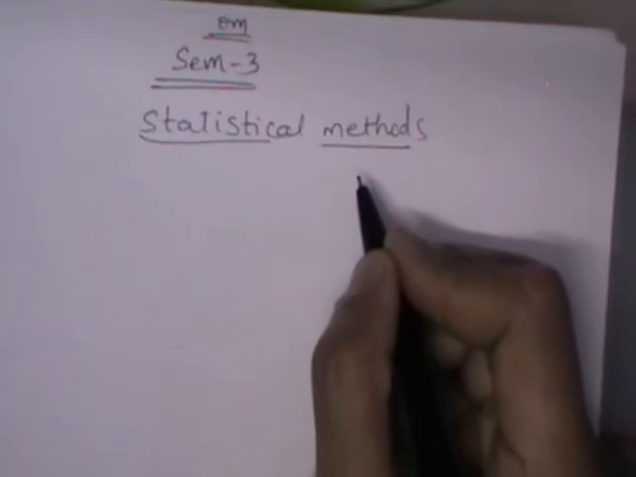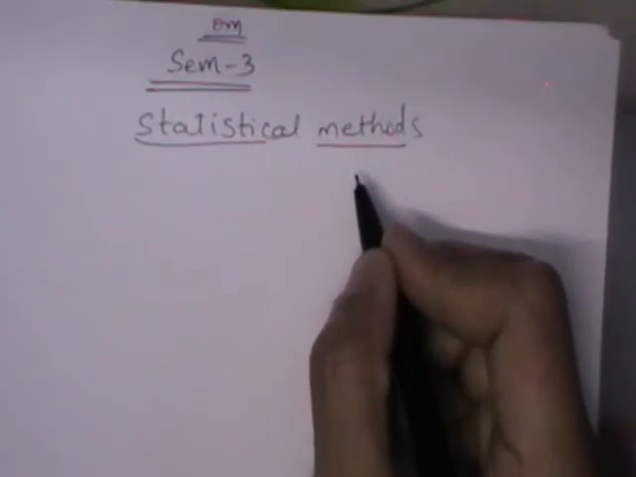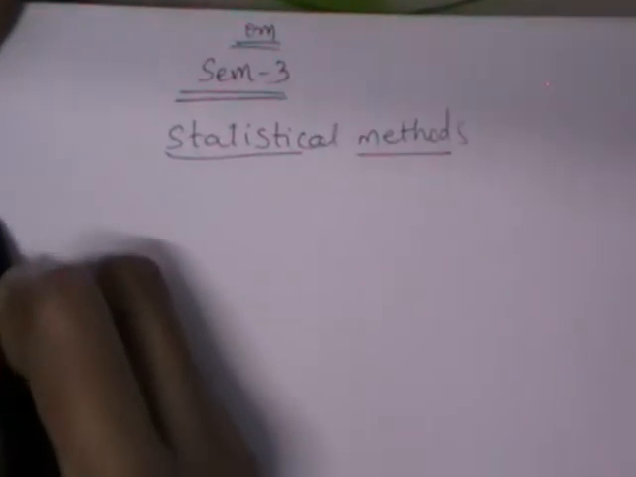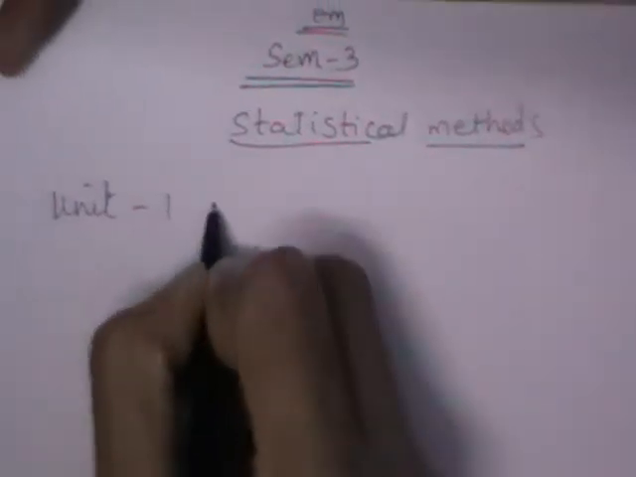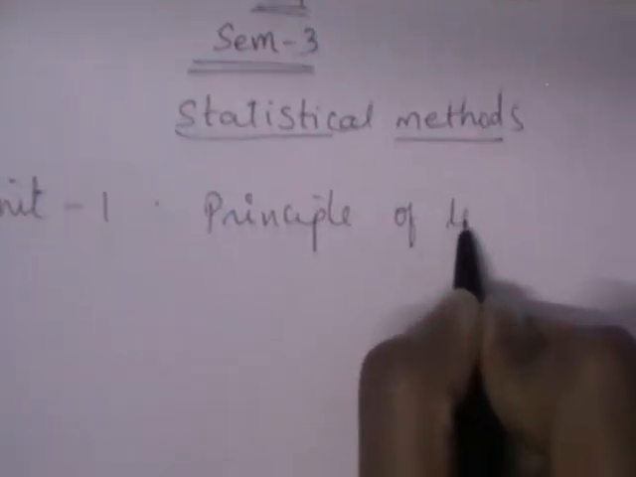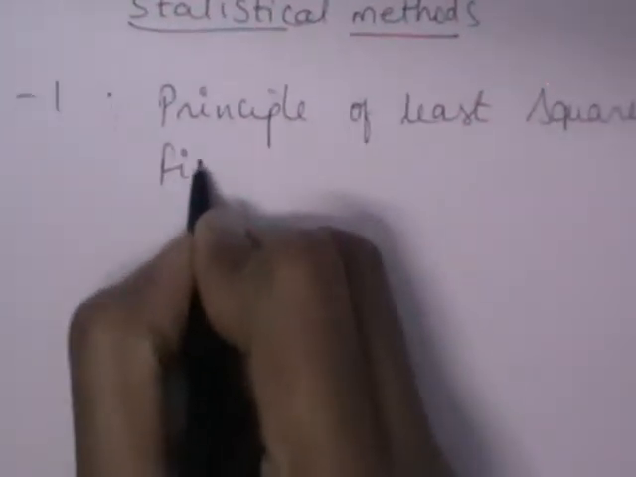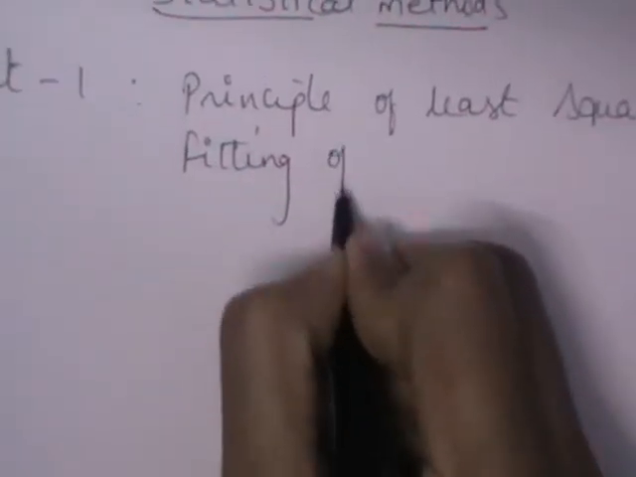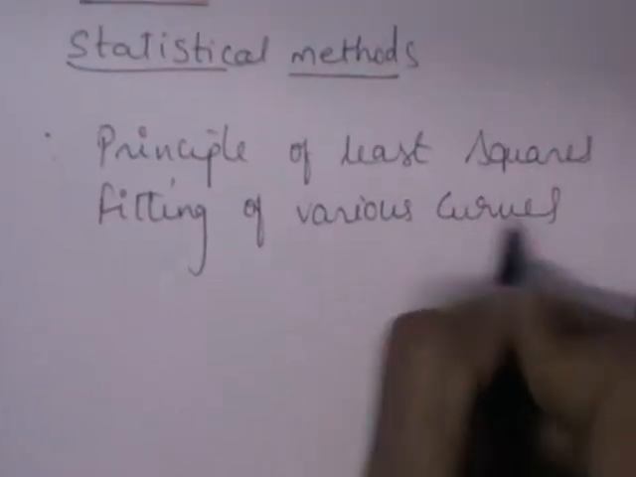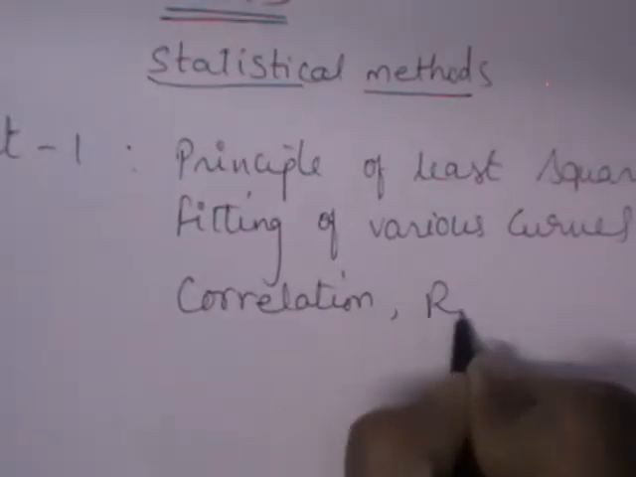In the third unit, we are going to have the 3 sampling distributions called chi-square, T, F. In the fourth unit, we are going to discuss the theory of estimation. So, in the first unit, we are going to deal with the topics called principle of least squares, fitting of various curves, correlation, regression.